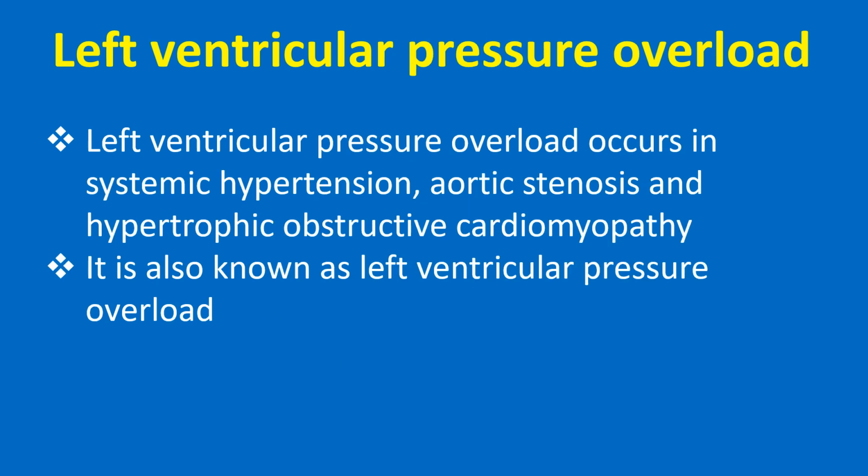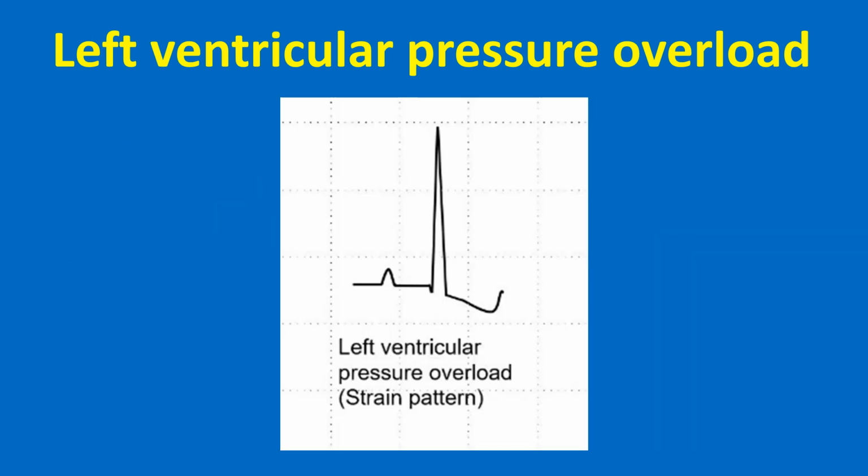Left ventricular pressure overload occurs in systemic hypertension, aortic stenosis, and hypertrophic obstructive cardiomyopathy. It is also known as left ventricular systolic overload. In addition to tall R waves in lateral leads and deep S waves in V1, V2, there will be downsloping ST segment depression and T wave inversion, the LVH strain pattern.